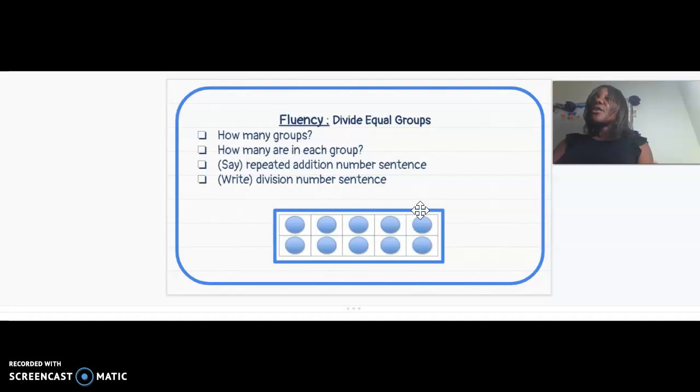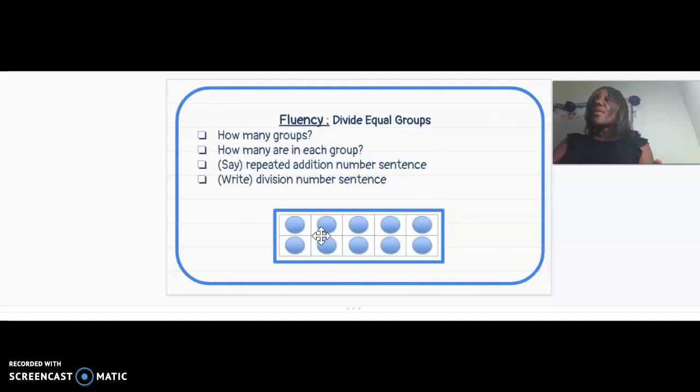Right, there are 2 groups in this array. 1, 2. How many are in each group? Let's count. 1, 2, 3, 4, 5. There are 5 in each group. So, what is our repeated addition? Right. 5 plus 5 is 10.